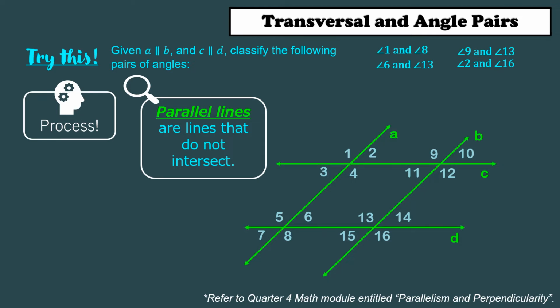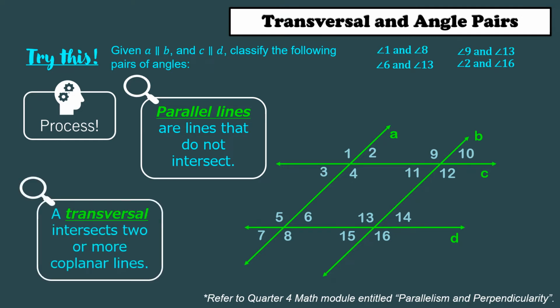Aside from parallel lines, the figure also contains transversals, or lines which intersect two or more coplanar lines. Each line in our figure is a transversal. For example, line A is a transversal of lines C and D, so is line B. On the other hand, line C is a transversal of lines A and B, which is similar to line D.